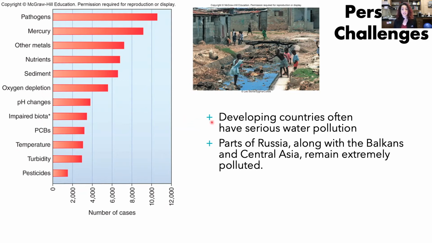Developing countries often have serious water pollution, including parts of Russia, along with the Balkans and Central Asia. The waters in those areas remain extremely polluted. Japan, Australia, and most of Western Europe have substantially improved their surface water quality in recent years. This is a combination of sewage treatment in the wealthier countries of Europe, as well as paying attention to point sources going into water bodies.